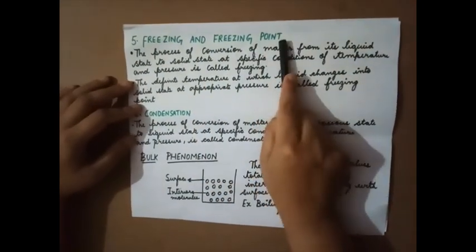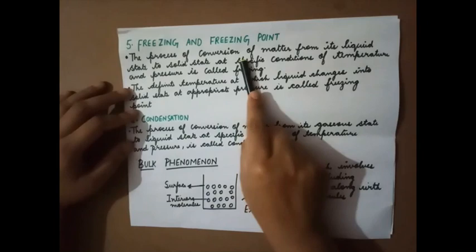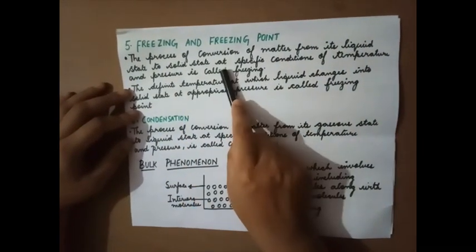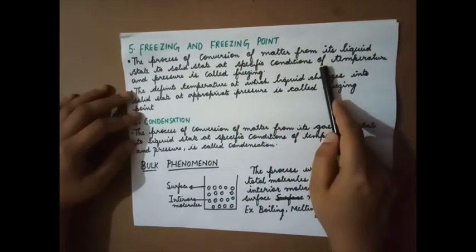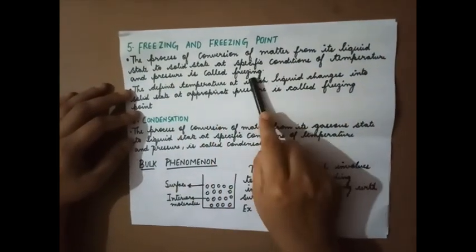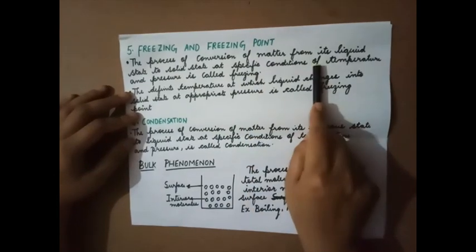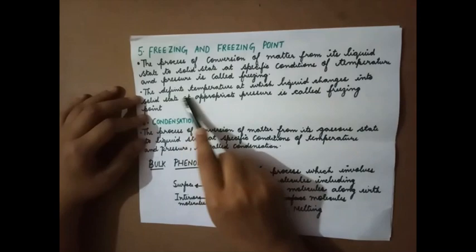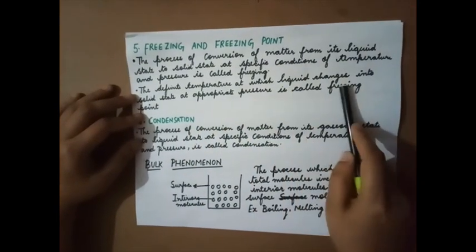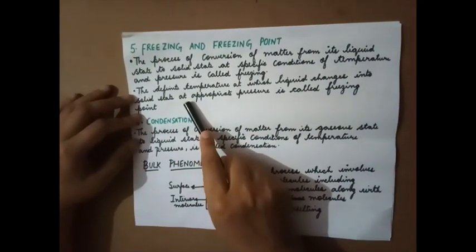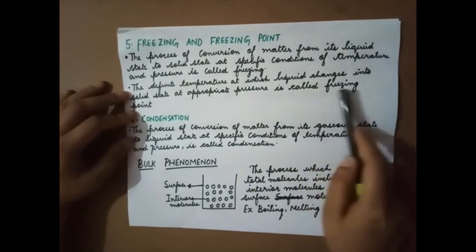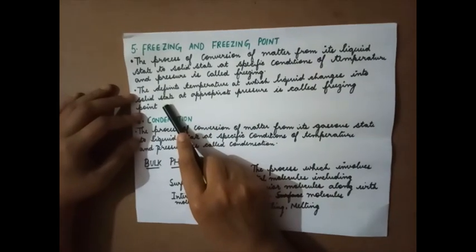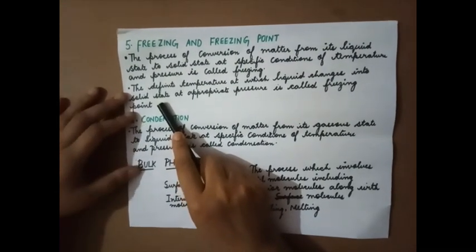Freezing and freezing point. The process of conversion of matter from its liquid state to solid state at specific conditions of temperature and pressure is called freezing. Here liquid is getting converted to your solid state. The definite temperature at which liquid changes into solid state at appropriate pressure is called freezing point. Here the definite temperature is nothing but your 0 degrees Celsius.